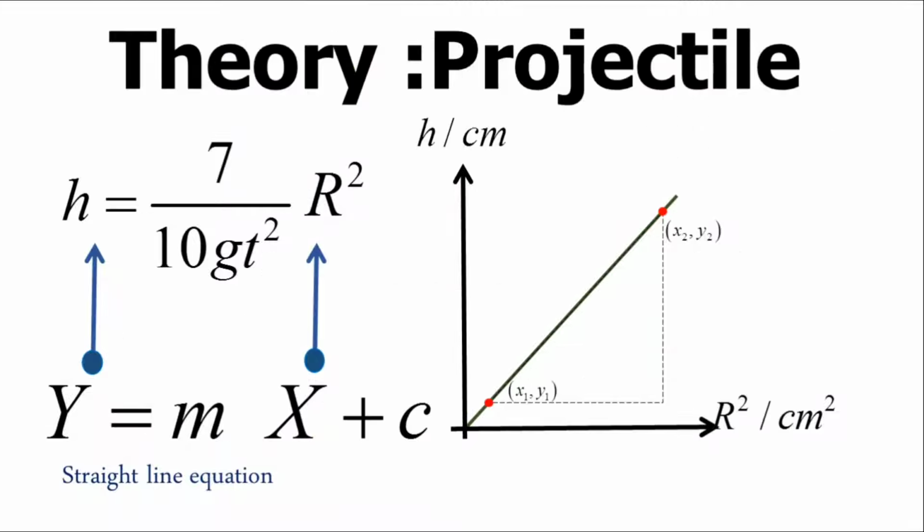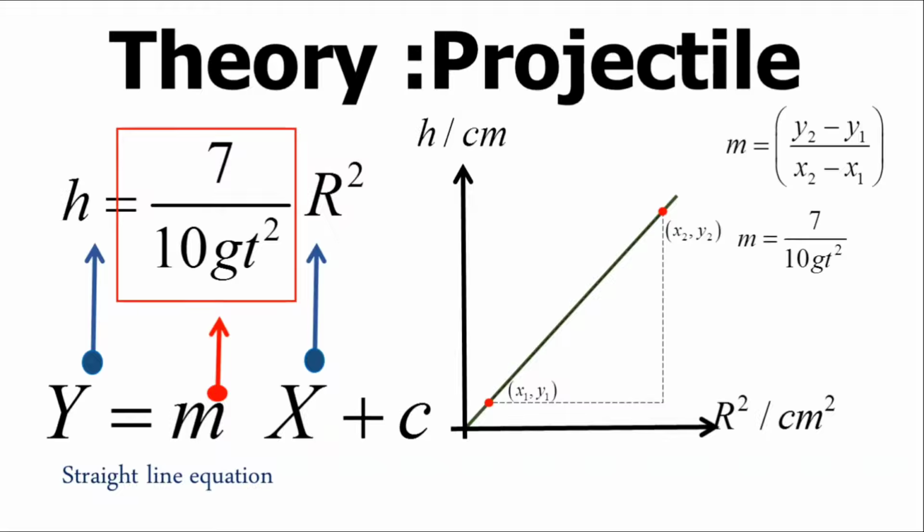The gradient of the line can be calculated using the equation m equals y2 minus y1 over x2 minus x1. The value of the gradient is equal to 7 over 10 gt square. Rearranging the equation, we get g equals 7 over 10 mt square. You are going to compare the value obtained from the graph with the value that you get from the free fall experiment and the theoretical value of the gravitational acceleration.